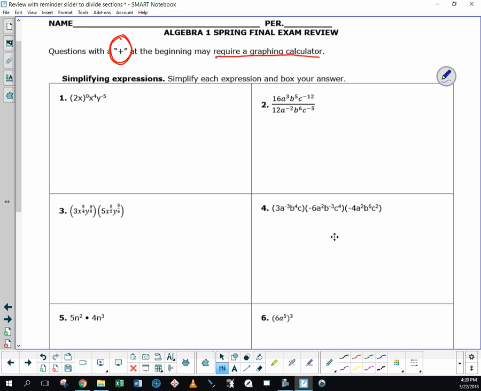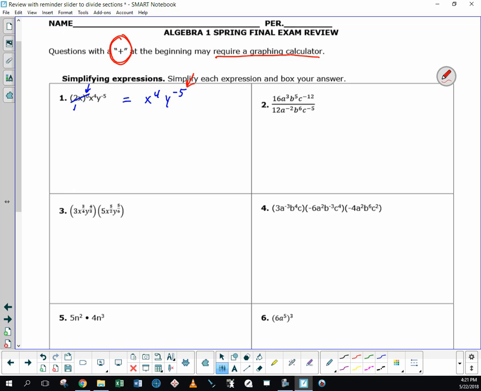When I take a look at problem number 1, the first thing I notice is that 2 to the x is raised to the power of 0. Anything raised to the power of 0 becomes 1, so I can essentially ignore that and just know that I have x to the 4th, y to the negative 5th.